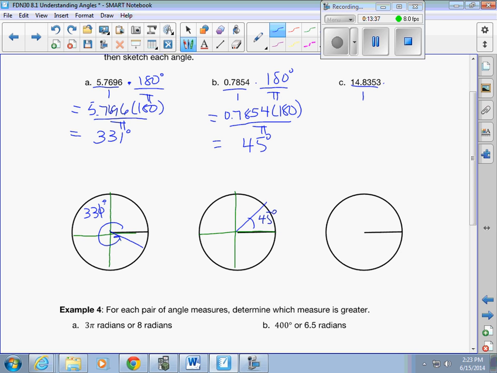14.8353 times 180 over pi. So when I multiply that, I get 850 degrees. So 360 twice is 720. And then I need another 130 on top of that. So I'm going around once, twice, and then I need 130. So about there. So that is 850 degrees.